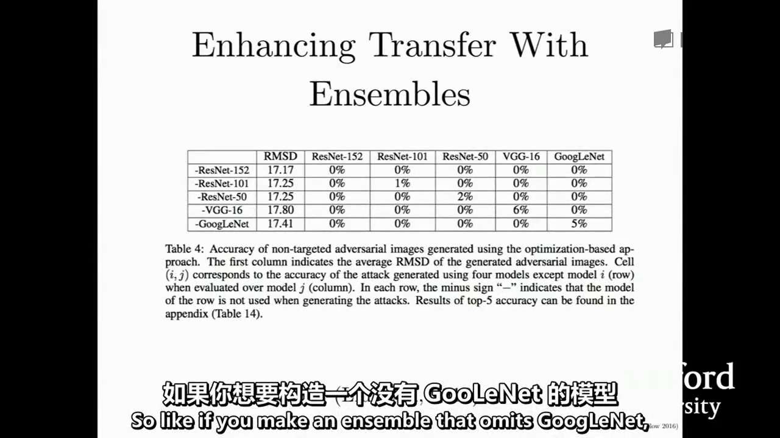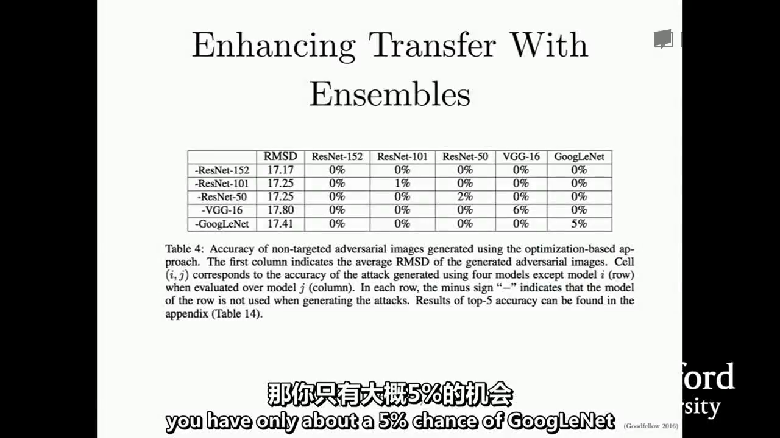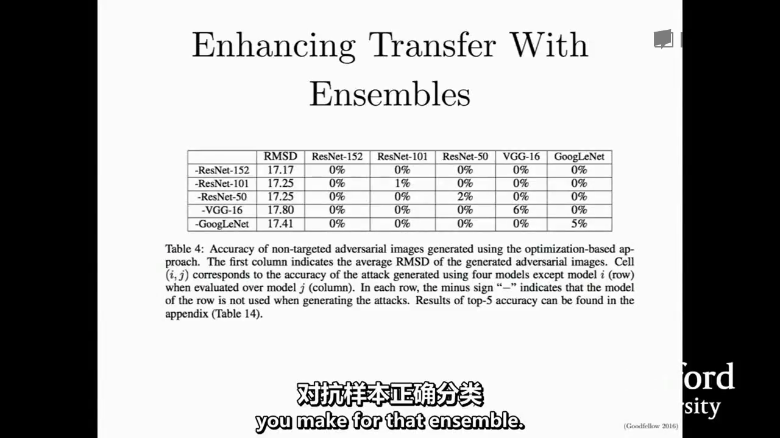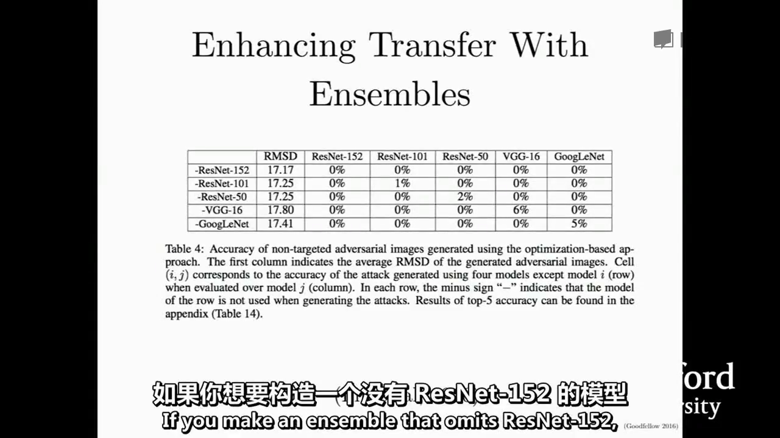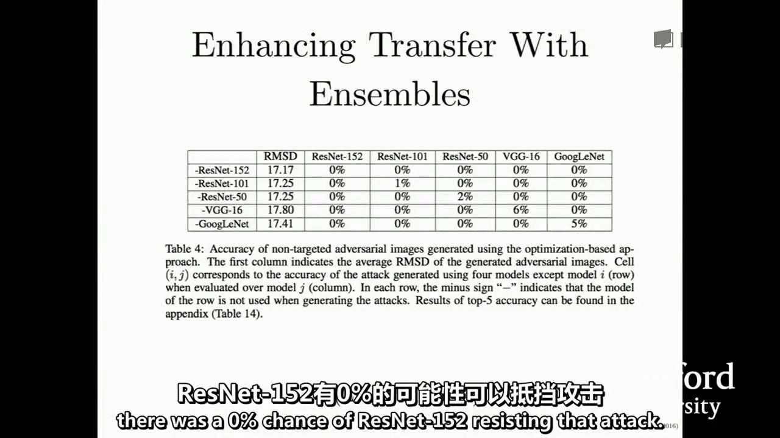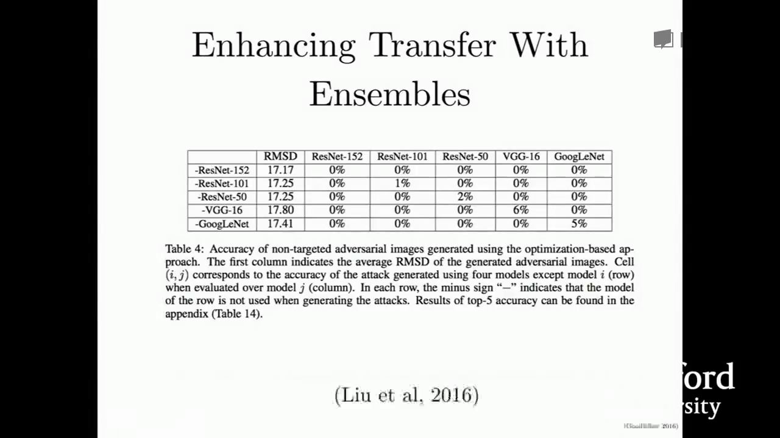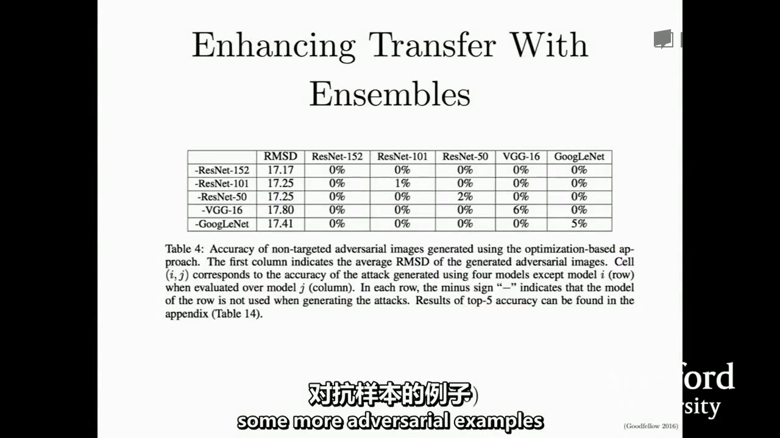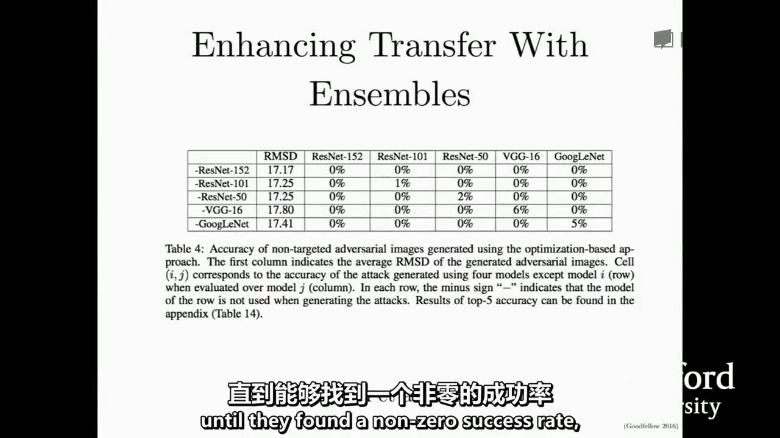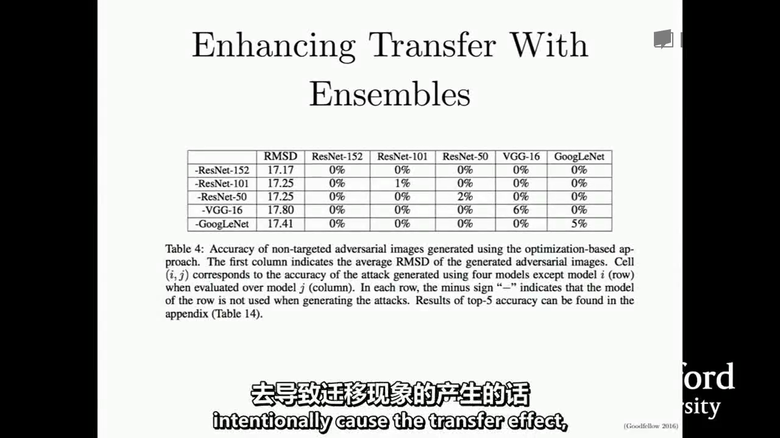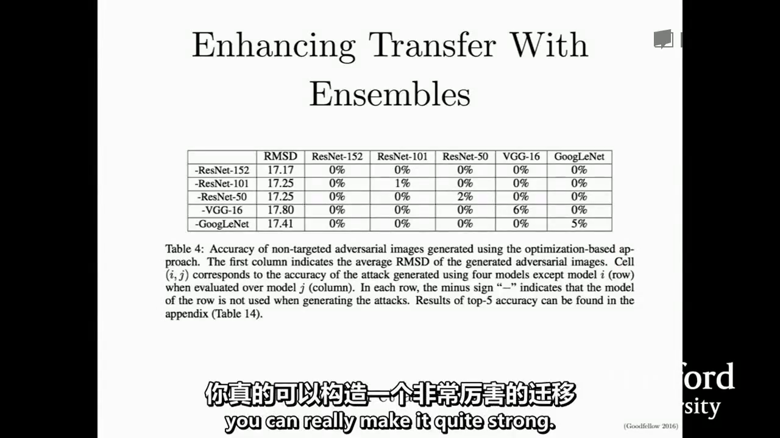So like if you make an ensemble that omits GoogleNet, you have only about a 5% chance of GoogleNet correctly classifying the adversarial example you make for that ensemble. If you make an ensemble that omits ResNet 152, in their experiments, they found that there was a 0% chance of ResNet 152 resisting that attack. That probably indicates they should have run some more adversarial examples until they found a non-zero success rate. But it does show that the attack is very powerful, and that when you go looking to intentionally cause the transfer effect, you can really make it quite strong.